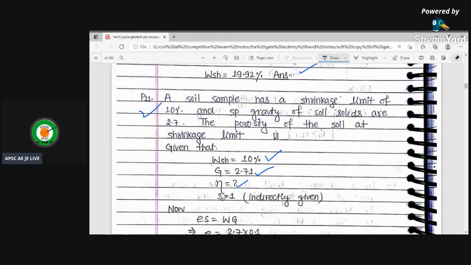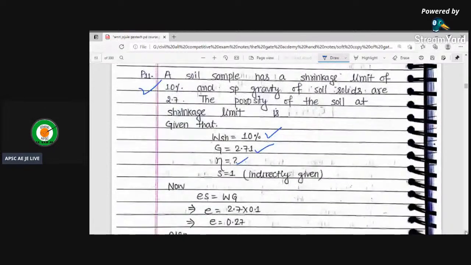Here the degree of saturation value is 1. So how do we know that our degree of saturation value is 1? Because after reaching the shrinkage limit, the soil tries to become saturated. So here the value of S is taken as 1.